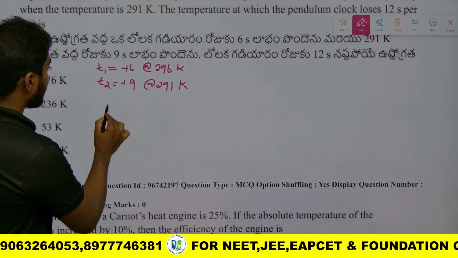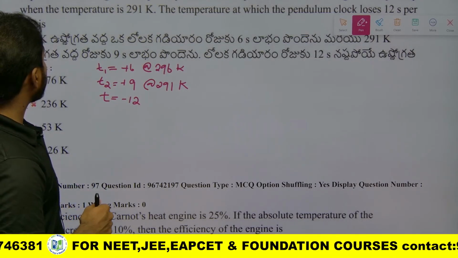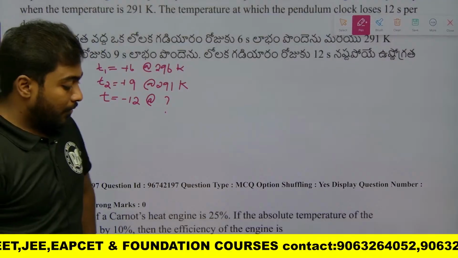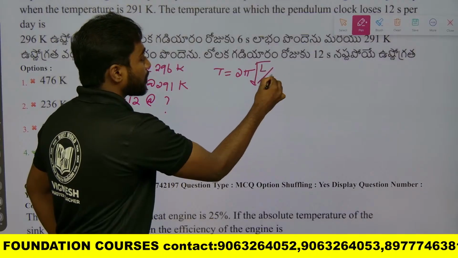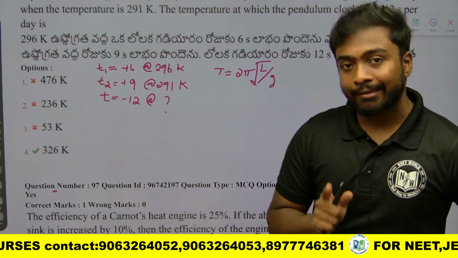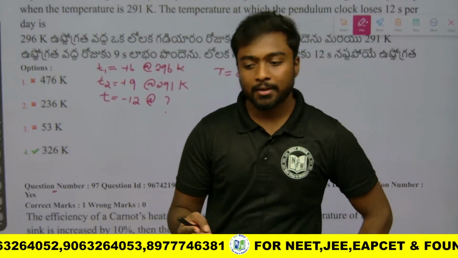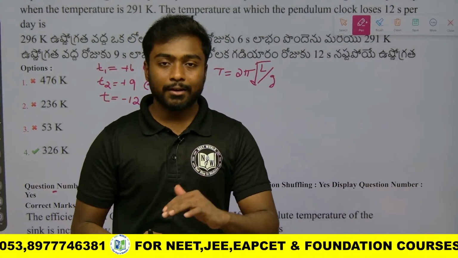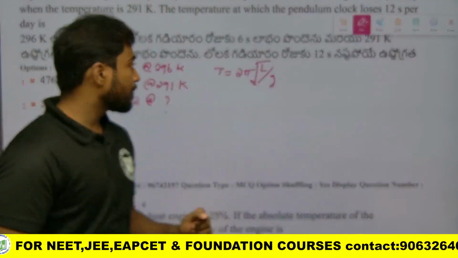What they are saying is, like, time has been lost, no, like 12 seconds, minus 12. I need to find the temperature here. At what temperature I need to find? Like we know that time is equals to 2 pi root over L by G, right? So we know the concept. When temperature increases, length increases, right? So when the length increases, the time also increases. So when temperature decreases, length will be shortened and the time also will be more. It gains, right? That's the concept we'll use here.